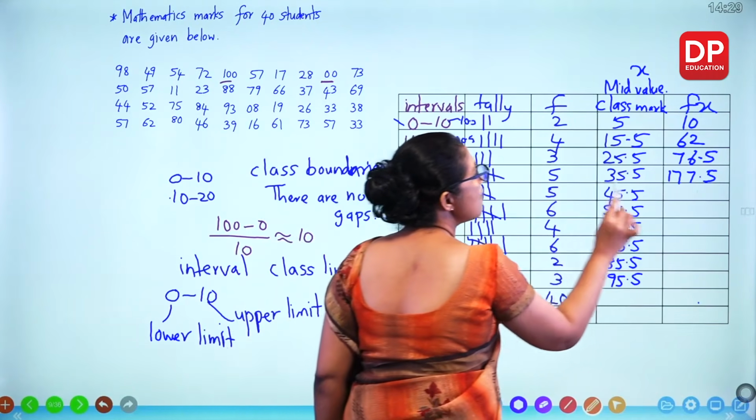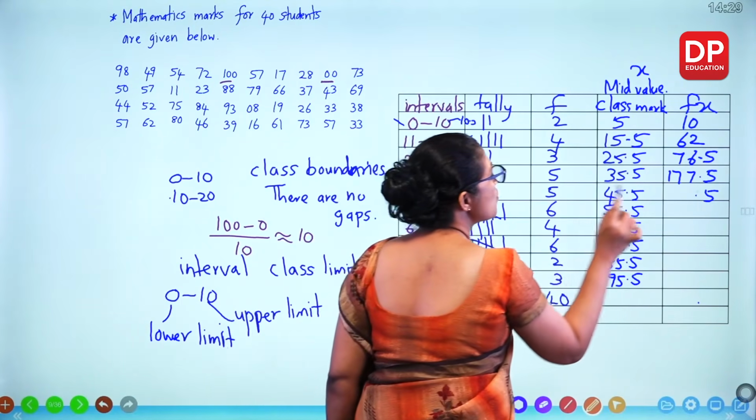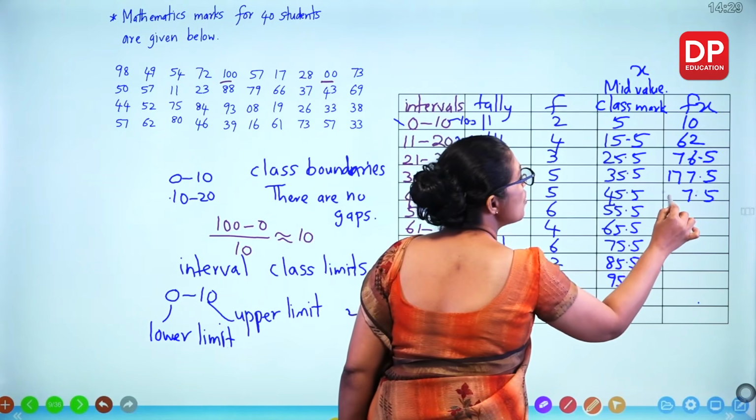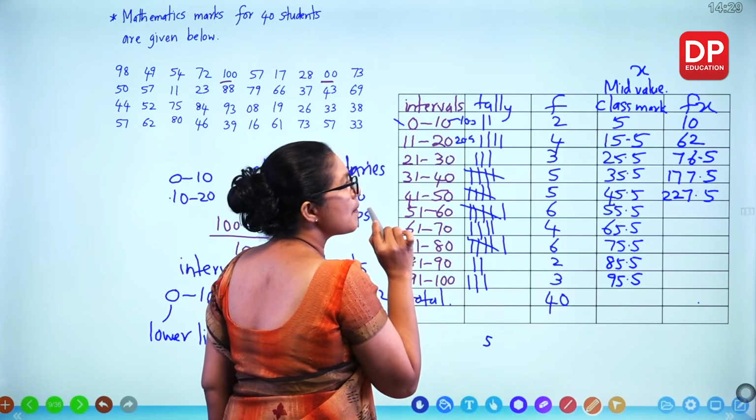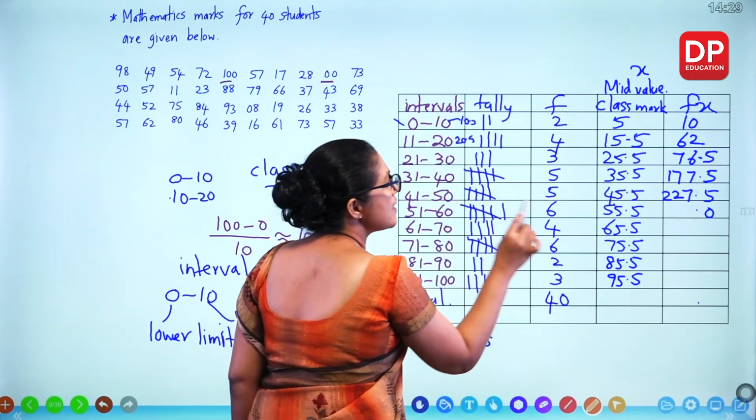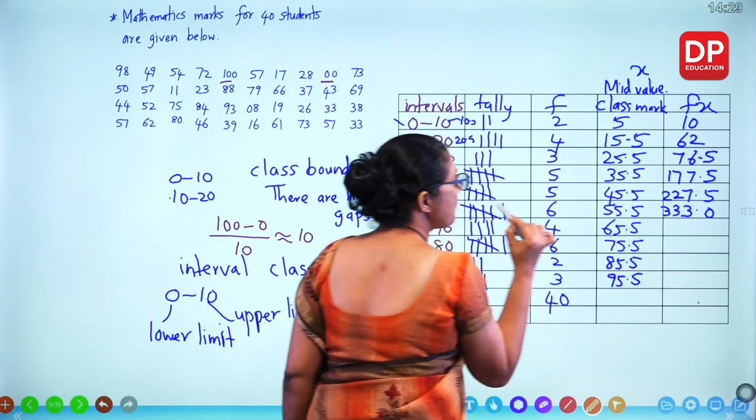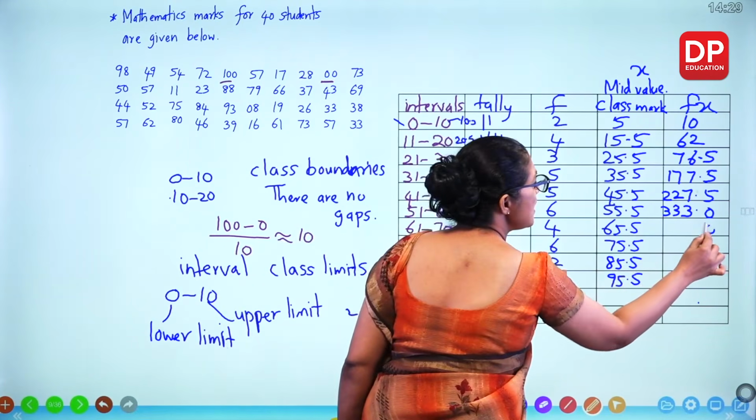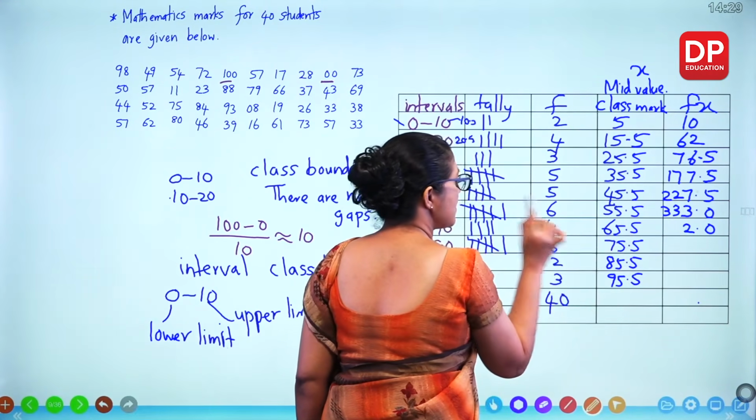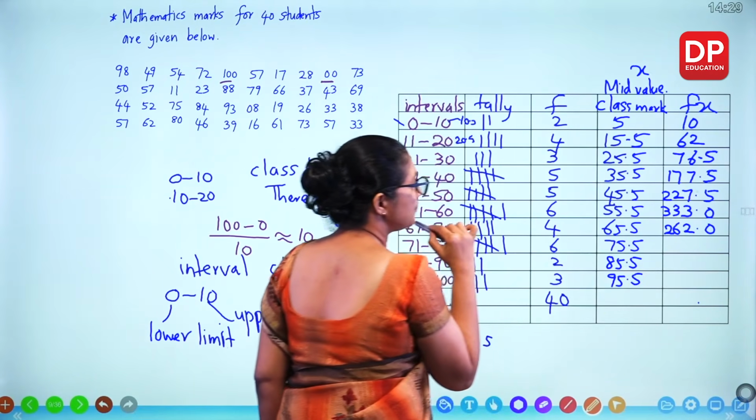Multiply this by 5. 5 times 5, 25. 2 remaining. 5 times 5, 25 plus 2, 27. 2 remaining. 5 times 4, 20 plus 2, 22. This one by 6. 6 times 5, 30. 3 remaining. 30 plus 3, 33. Again 33. 4 times 5, 20. 2 remaining. 20 plus 2, 22, and 4 times 6, 24, plus 2, 26.